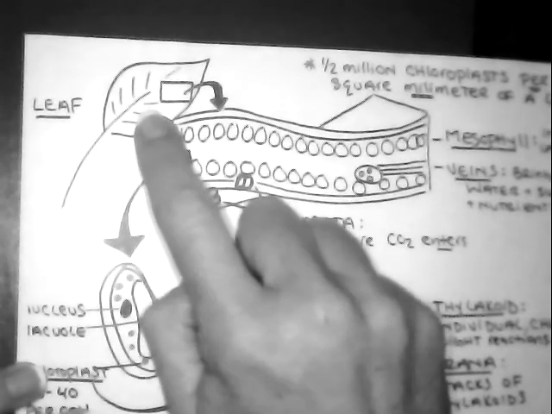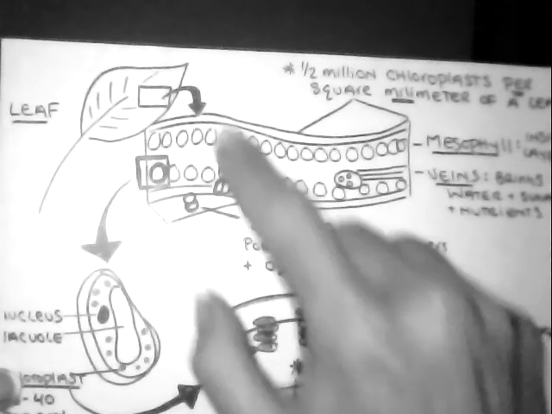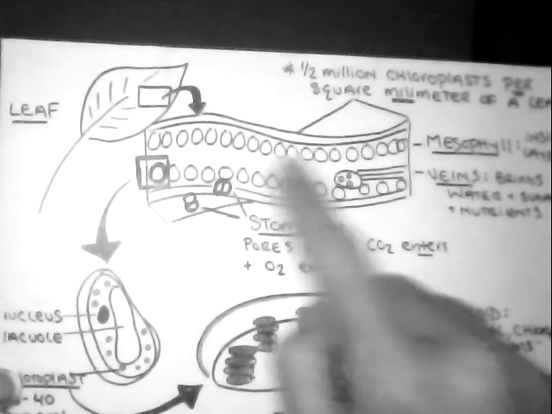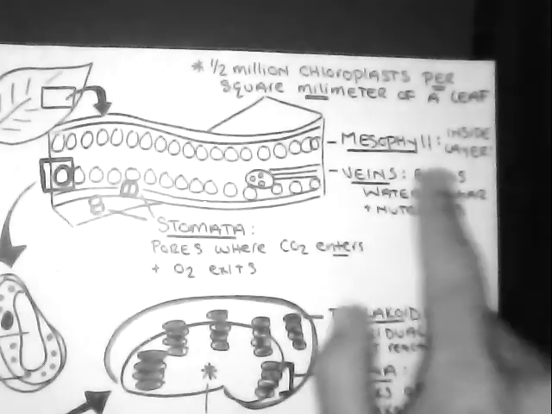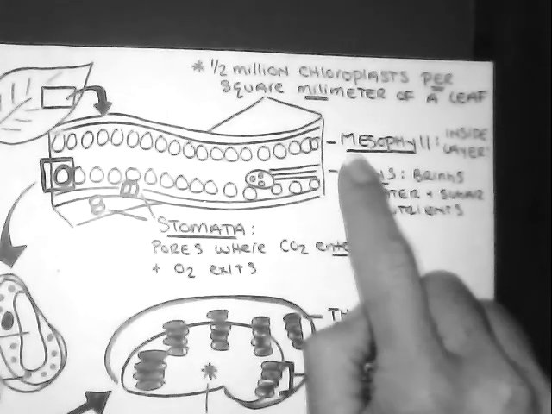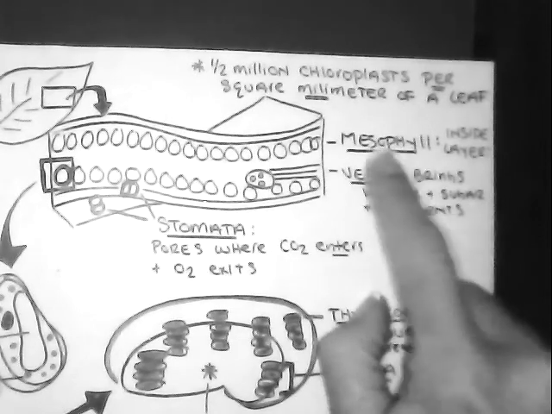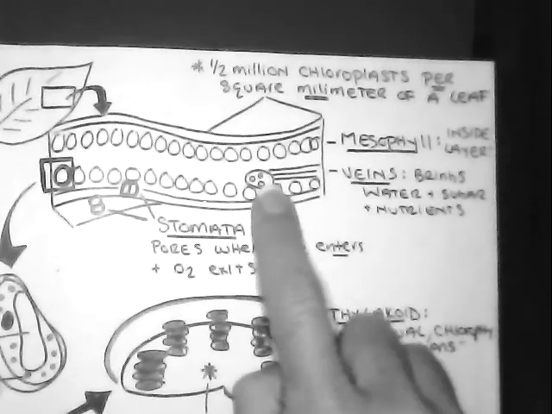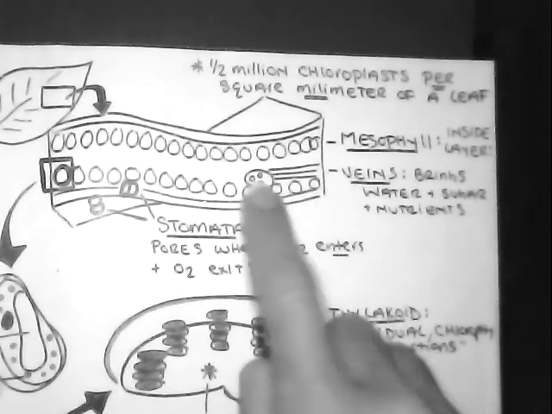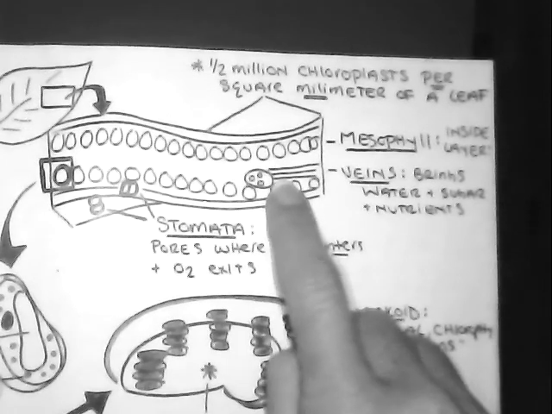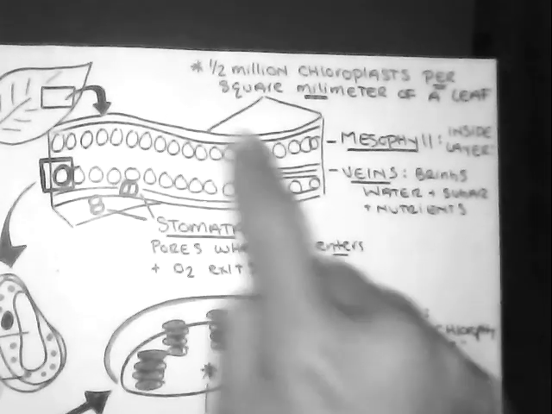Here's our leaf. If I were to take a cross section of that leaf, this is what it looks like. This is what's known as your mesophyll. Remember from our very first lecture on ATP, meso means middle, phyll means leaf. So this is the middle of the leaf. You also have all your xylem and phloem, which are your veins that are going to be bringing in the water to your leaf to help with photosynthesis.